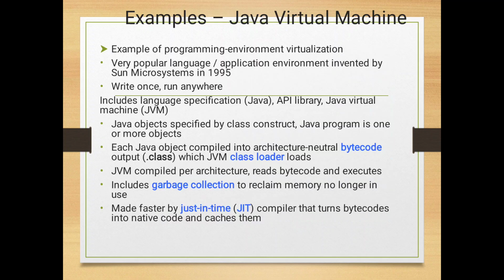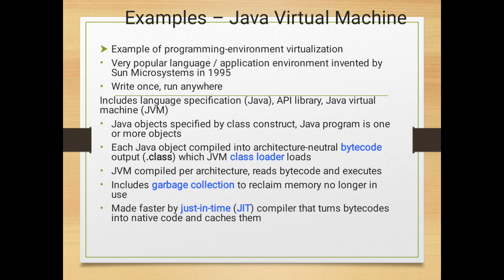Another example of a virtual machine is the Java virtual machine. Here, Java objects are compiled into an architecture-neutral bytecode. Java stores the source code in a class, and the class loader is used for the loading process. It is a user-friendly programming environment for virtualization.